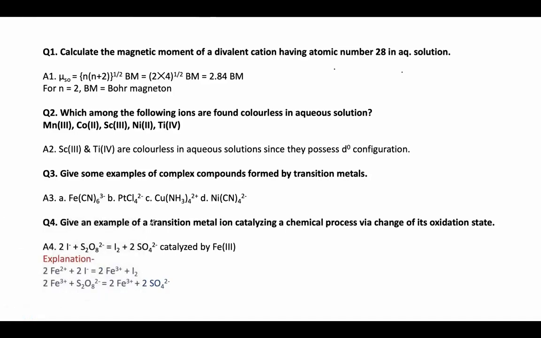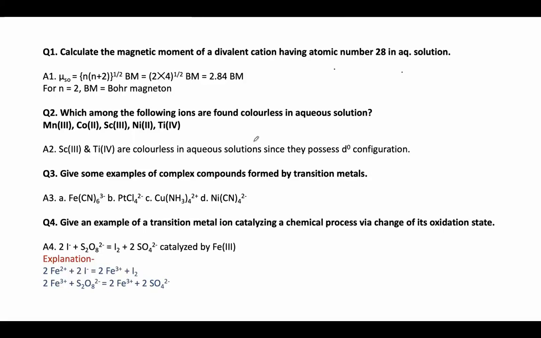It is regarding the color of the transition metal in aqueous solution. So the question is, which among the following ions are found colorless in aqueous solution? Options are manganese 3, cobalt 2, scandium 3, nickel 2, and titanium 4. So these are the given options.